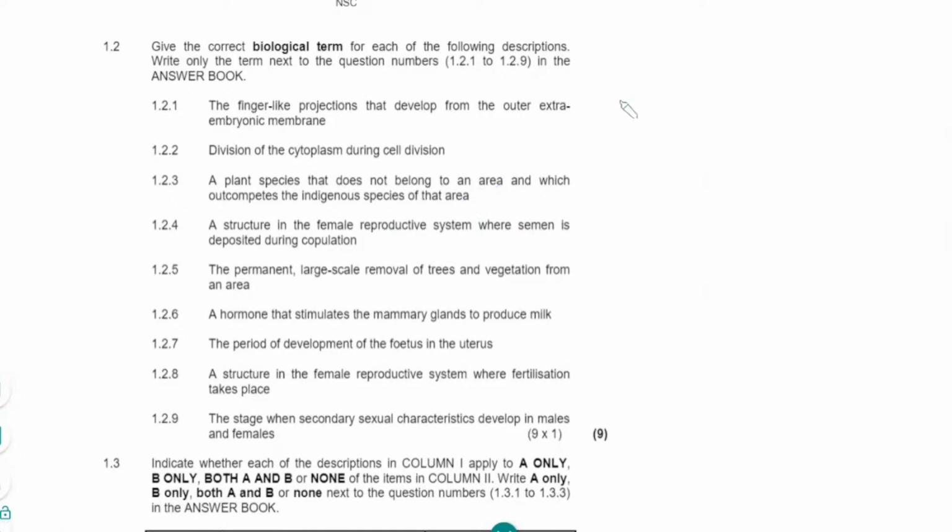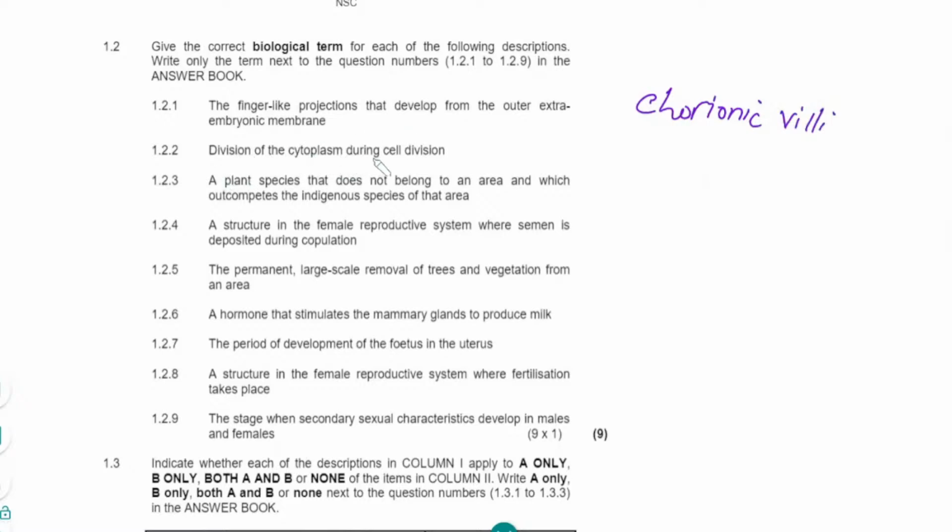Okay, number one, the finger-like projection that develops from the outer extra-embryonic membrane. Ask yourself, how do we call the outer layer? The outer layer is called chorion. So the chorion forms the finger-like projections. If you're going to add something here, then it's going to become chorionic. The finger-like projections are called villi. So the correct answer becomes chorionic villi.